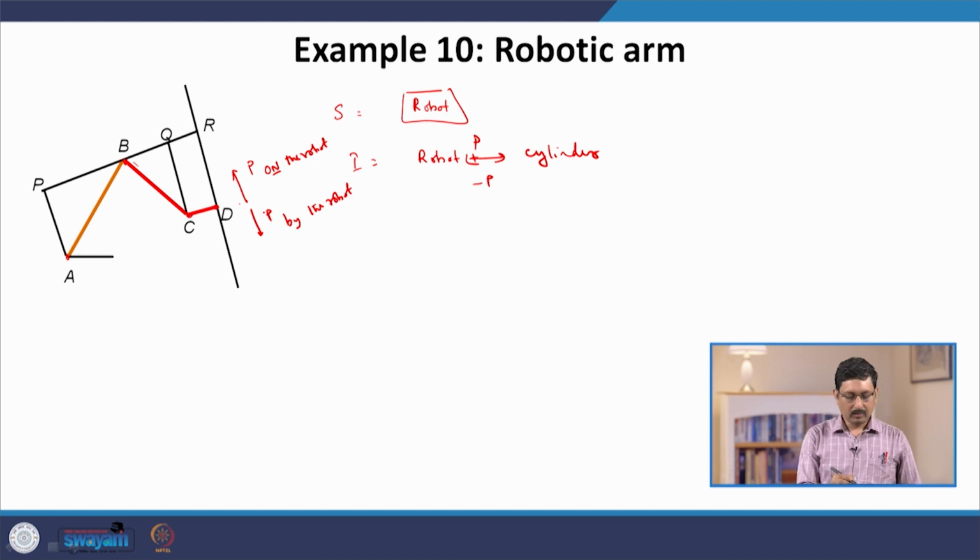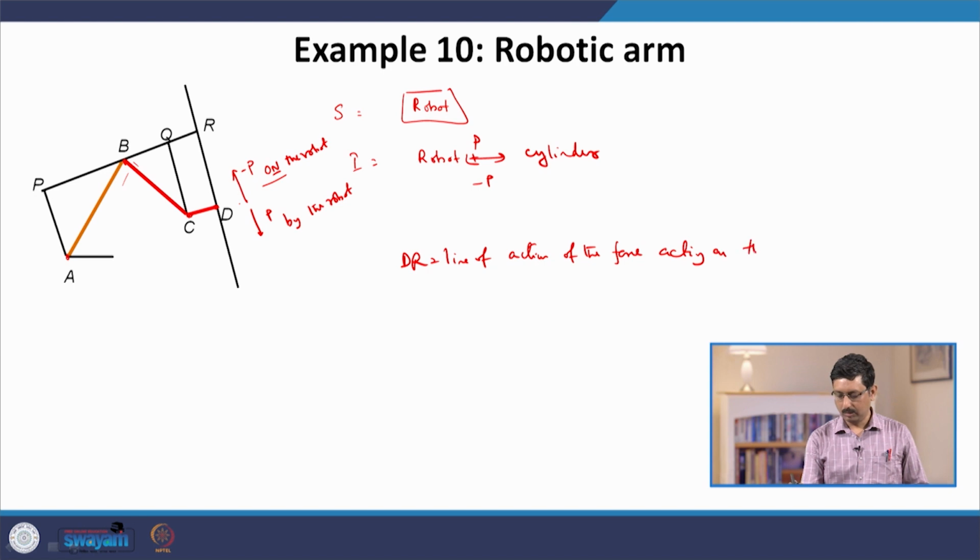Given this, the problem asks us to calculate the moments. All you need to see is that the robot has a complicated shape. So, this dr represents the line of action of the force acting on the robot. That is dr, the line of action of the force acting on the robot.